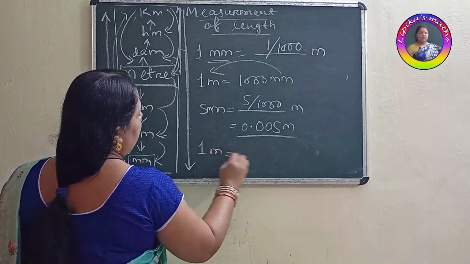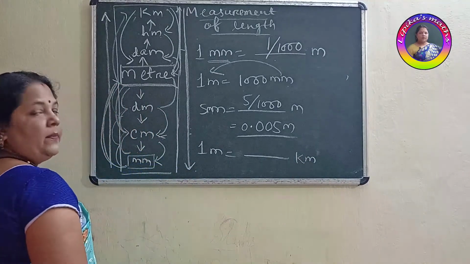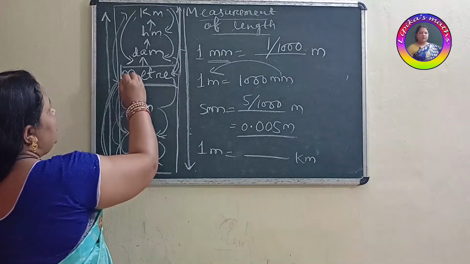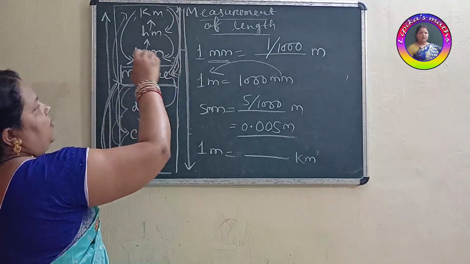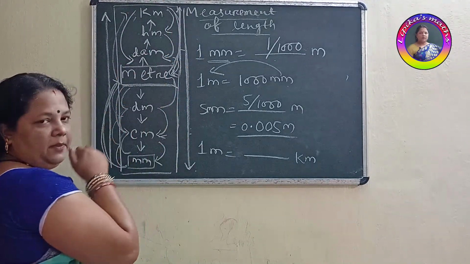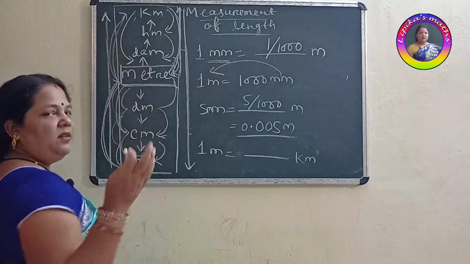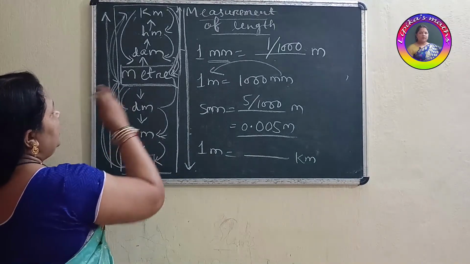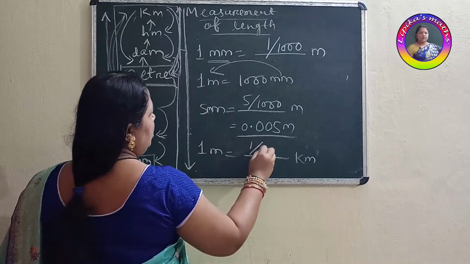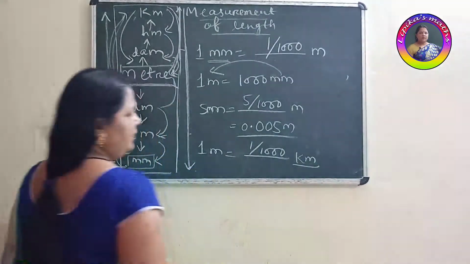Got it? If I ask 1 meter, how much kilometer? 1 meter equal to dash kilometer. What to do? Meter to kilometer. When we are converting kilometer to meter, we are going to multiply. When we are changing meter to kilometer, what will you do? You will divide. How much value? You need 1000 to divide. So it's coming 1 by 1000 kilometer.